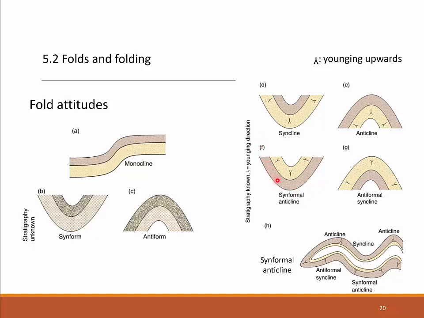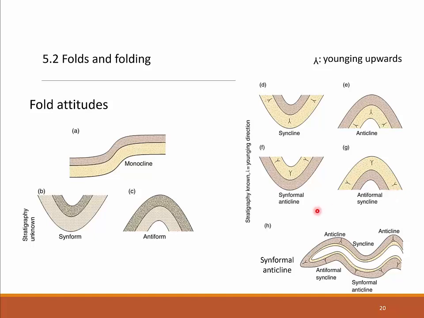The shape is synformal because it is convex downwards, but we see here that the stratigraphic succession is overturned. We see here a younger layer is underlying an older layer. And in the antiformal syncline, this is just the other way around. It is an antiform because the fold is convex upwards, but it is also convex towards the older layers. We see here an older layer is overlying a younger layer in an antiformal fold shape.